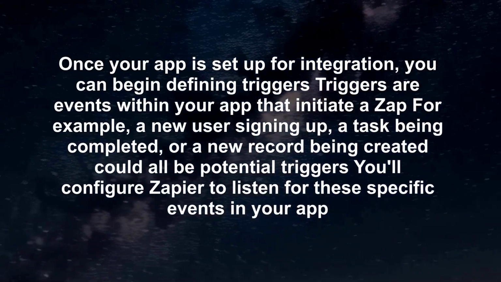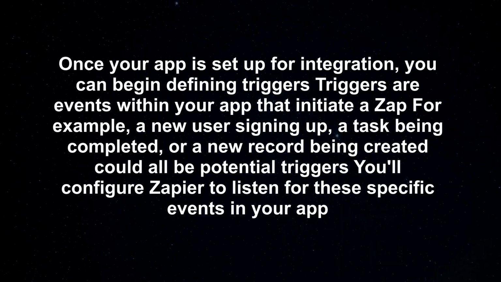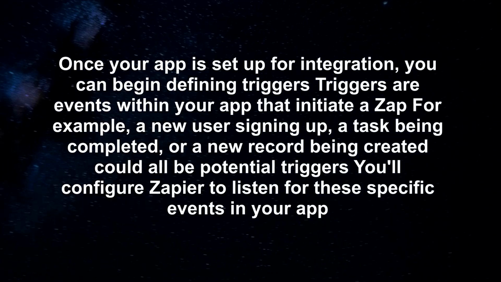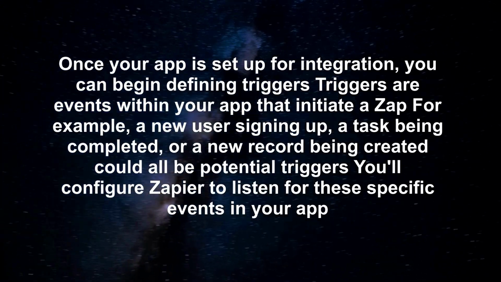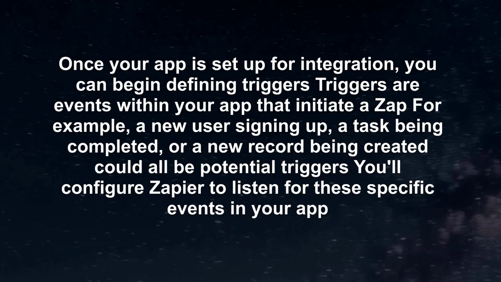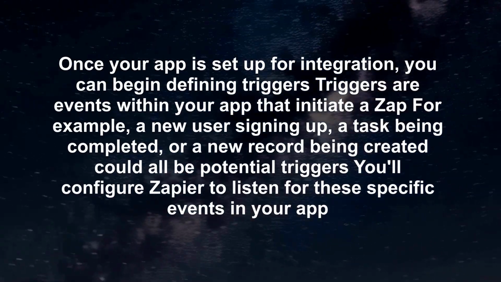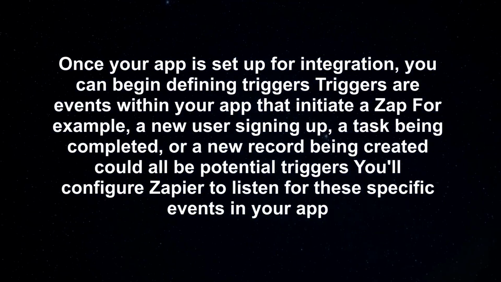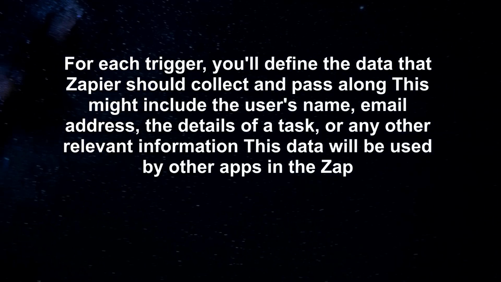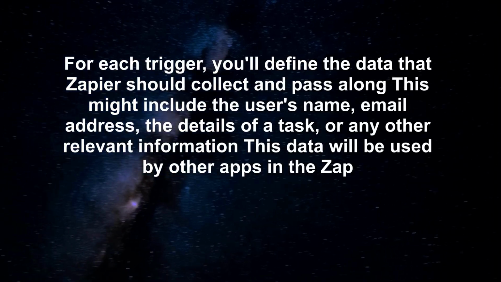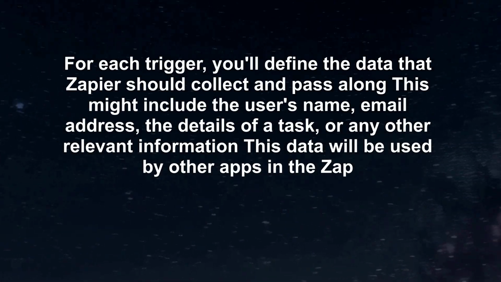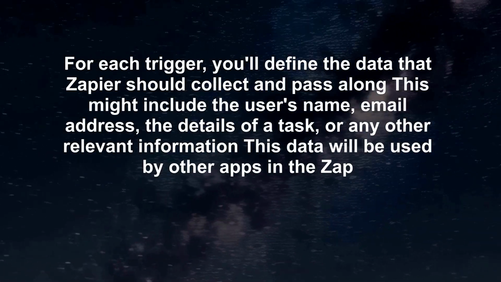Once your app is set up for integration, you can begin defining triggers. Triggers are events within your app that initiate a Zap, for example, a new user signing up, a task being completed, or a new record being created could all be potential triggers. You'll configure Zapier to listen for these specific events in your app. For each trigger, you'll define the data that Zapier should collect and pass along. This might include the user's name, email address, the details of a task, or any other relevant information. This data will be used by other apps in the Zap.